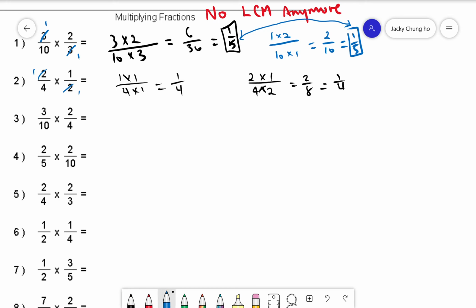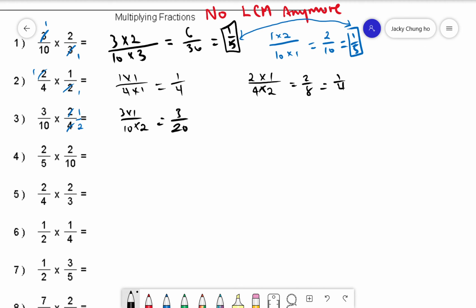Number 3, I have 3 over 10 times 2 over 4. In this case, 2 over 4 is actually a fraction that is not in the lowest form. So if I want, I can say 2 over 4 is the same as 1 over 2. Now I can continue with the math of 3 times 1 over 10 times 2, which is 3 over 20.